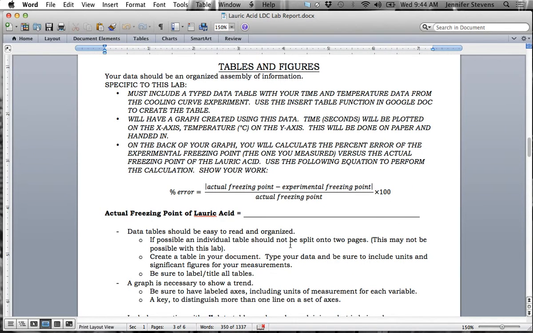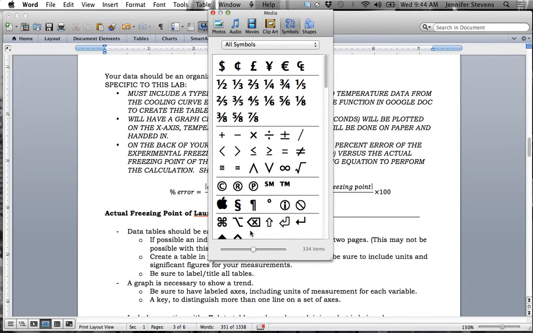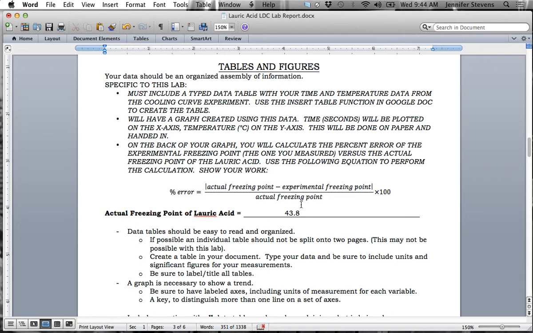So in order for you to actually perform this calculation, you need the actual freezing point of lauric acid, which is going to be 43.8, and then the unit is going to be degrees. Well, obviously it didn't insert. Degrees Celsius. Okay, so just put the degree sign in there.